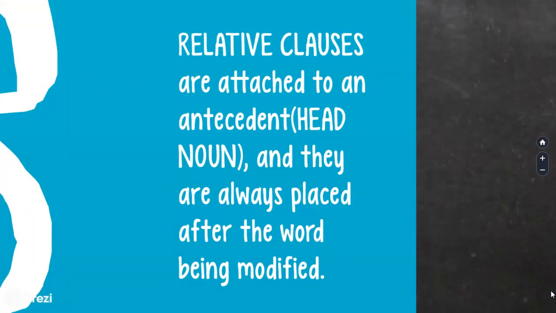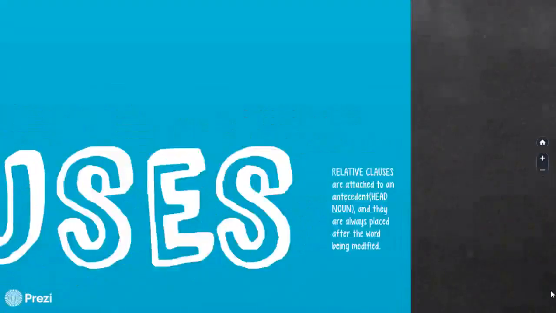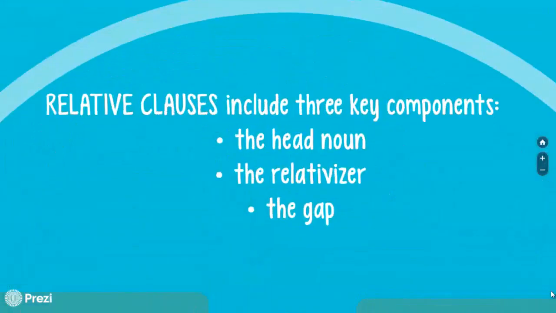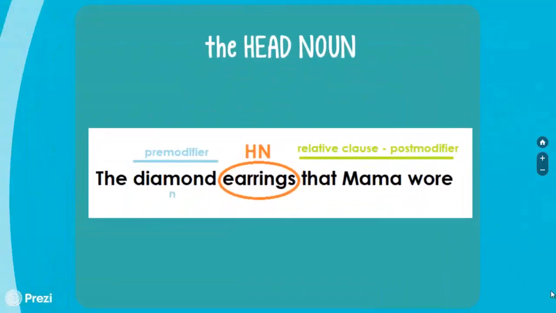All relative clauses include three key components. Those are the head noun, the relativizer, and the gap. We're going to see them in detail right now. As we mentioned in the previous video, the head noun is the noun which has modification. Please note that in this example, our head noun, earrings, has been pre-modified by a noun and post-modified by a relative clause.